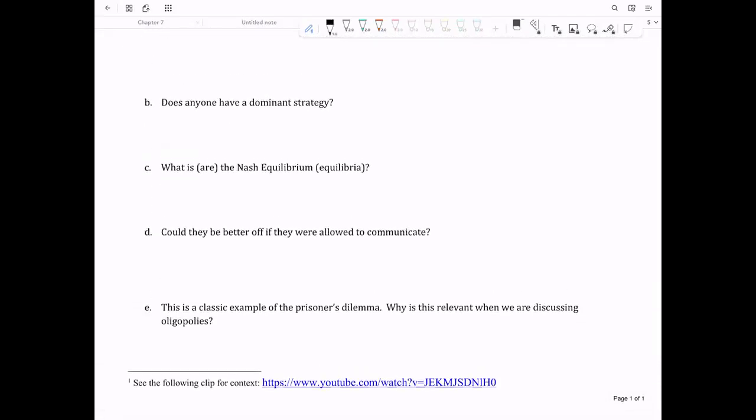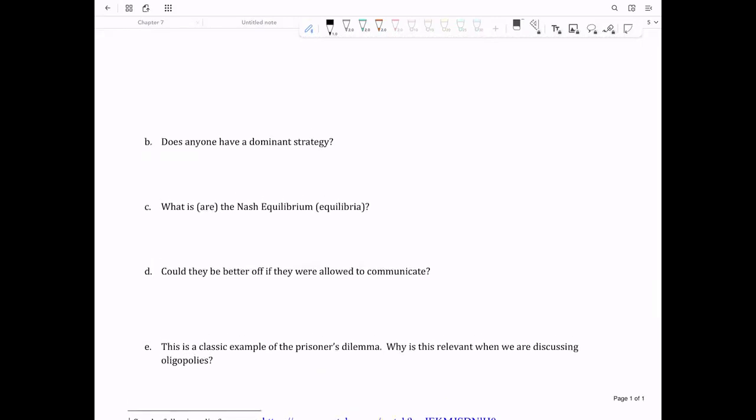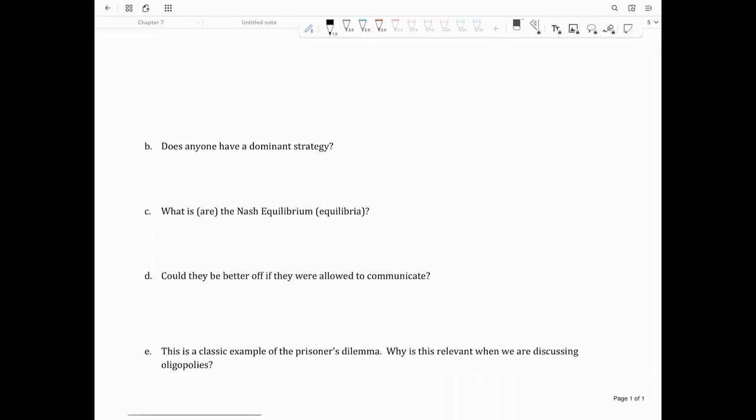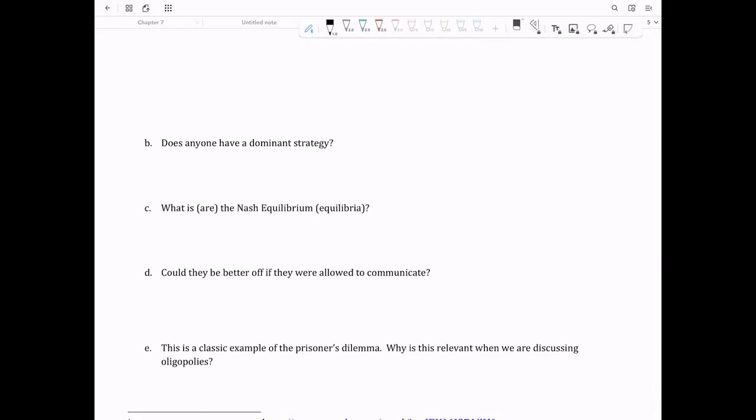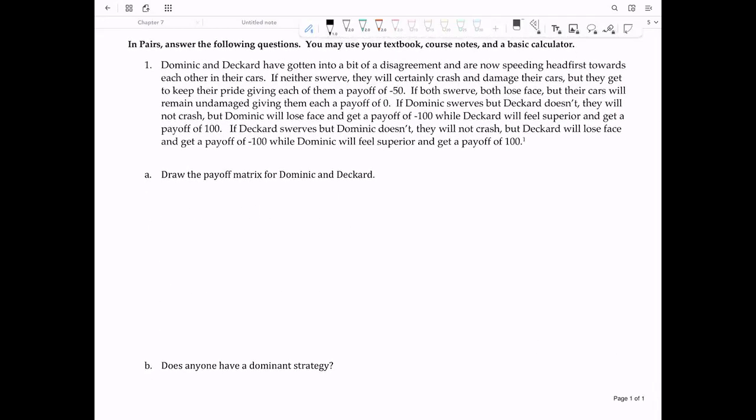And then could they be better off if they were allowed to communicate? This is just a think about question. So think about if somehow they could signal what they were doing in a way that would be legitimate, would it be better? And then the last question here, relate this back to the prisoner's dilemma, and then why is that important for oligopolies, which we've already talked about, so don't worry about the last part, okay? But go ahead and get started on this. The hope is that you get some practice drawing the payoff matrix and talking about it with the people sitting next to you, okay?